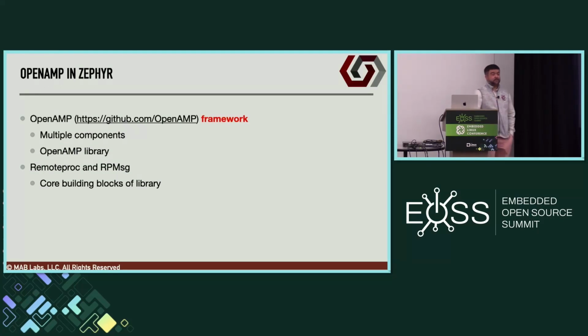That framework, that mentality, led to the genesis of this OpenAMP framework, which you can find a lot of documentation on as a starting point on the GitHub repo. There's multiple components to it, and we'll get into that in a little bit. We have, of course, the OpenAMP library. And the two main components of it are remoteproc and RPMsg. They're the core building blocks of this particular library.